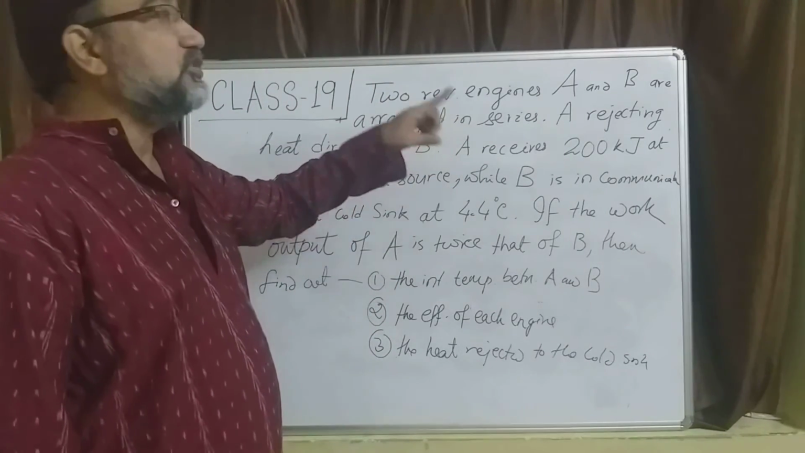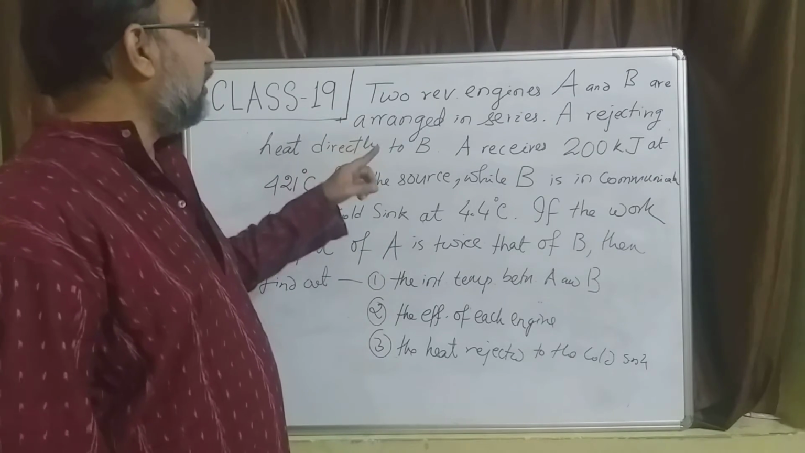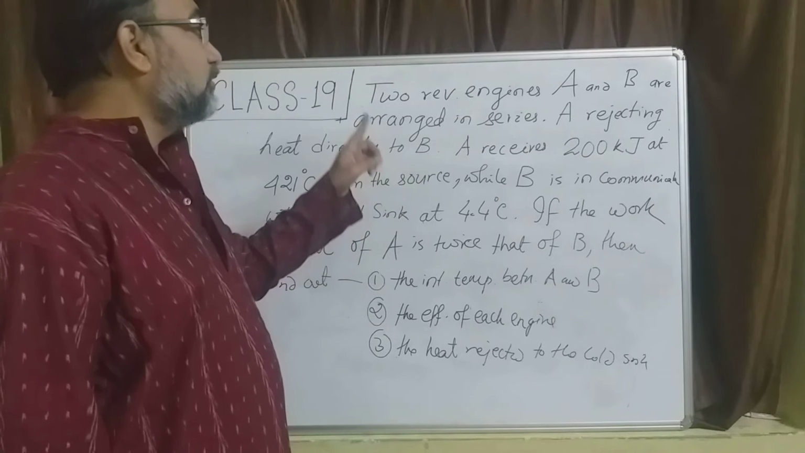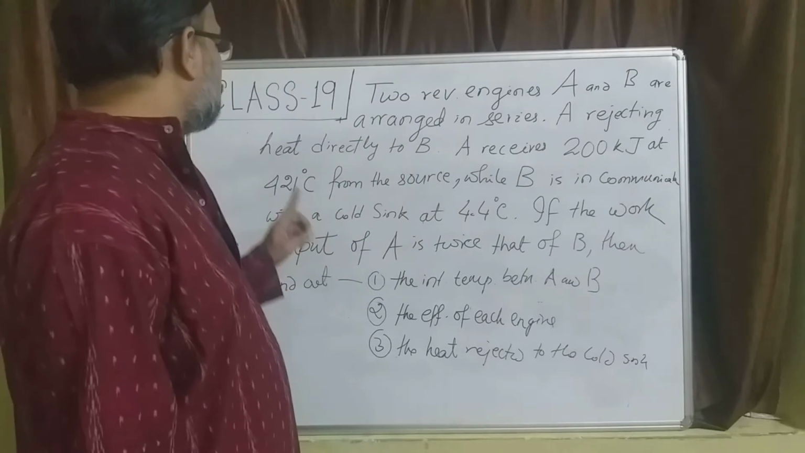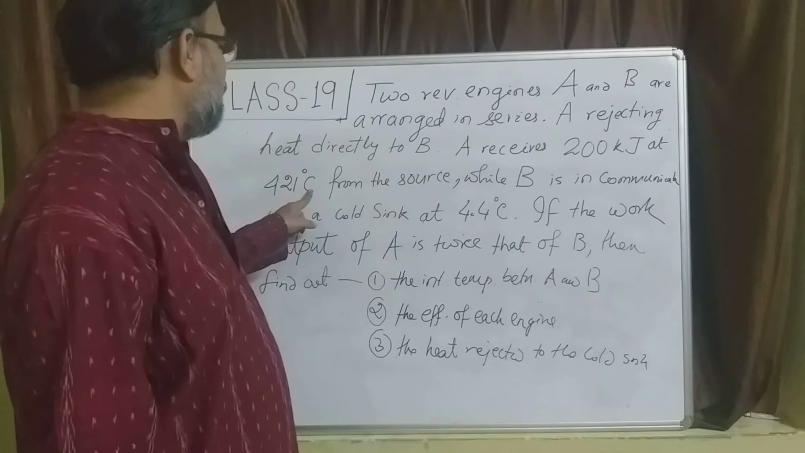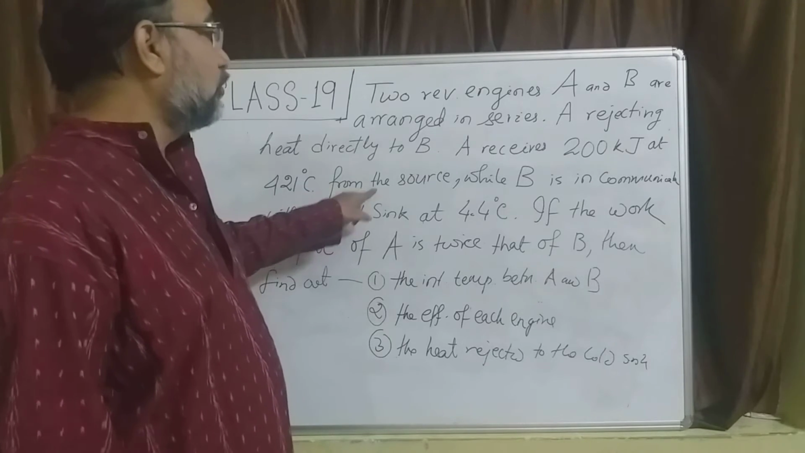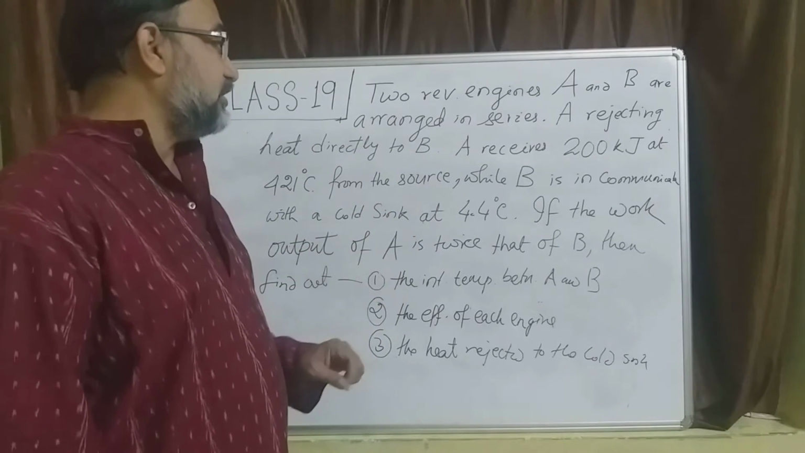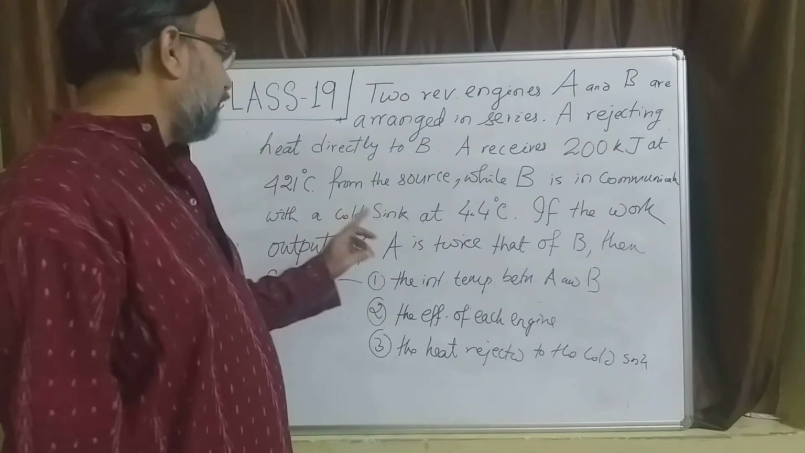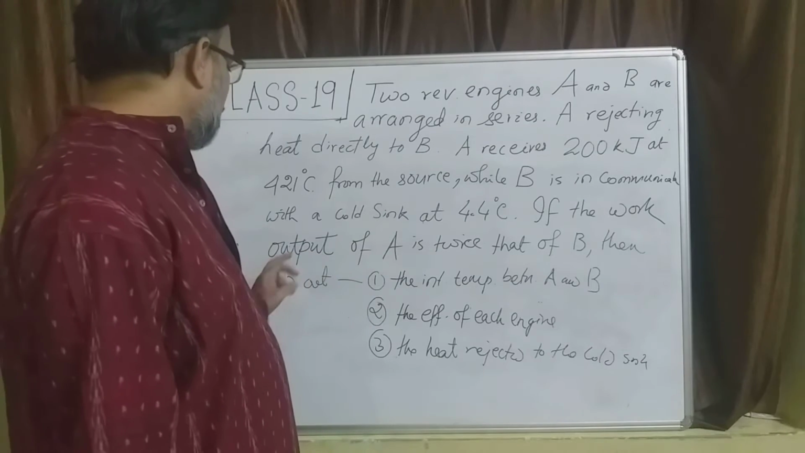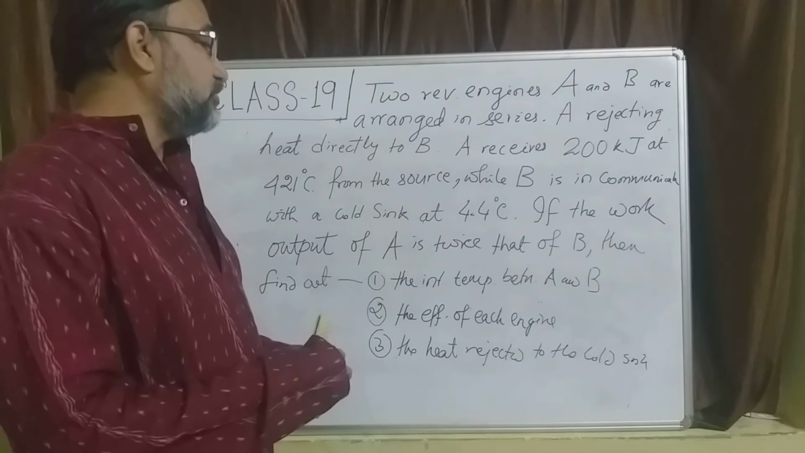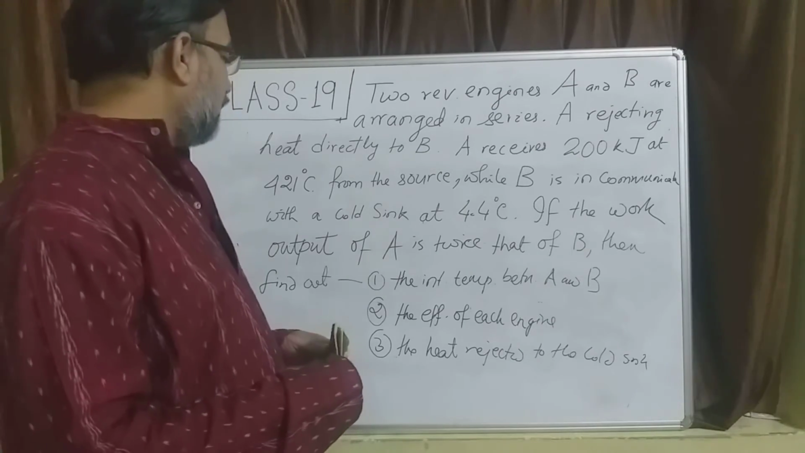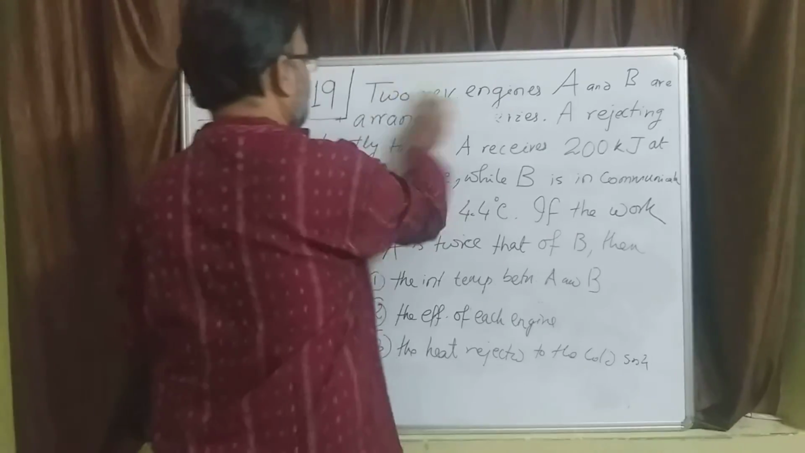Two reversible engines A and B are arranged in series. A rejecting heat directly to B. Engine A receives 200 kilojoules of heat at 421 degrees centigrade from the source, while B is in communication with the cold sink at 4.4 degrees centigrade. If the work output of A is twice that of B, then find out the intermediate temperature between A and B, the efficiency of engine A and engine B, and the heat rejected to the cold sink.